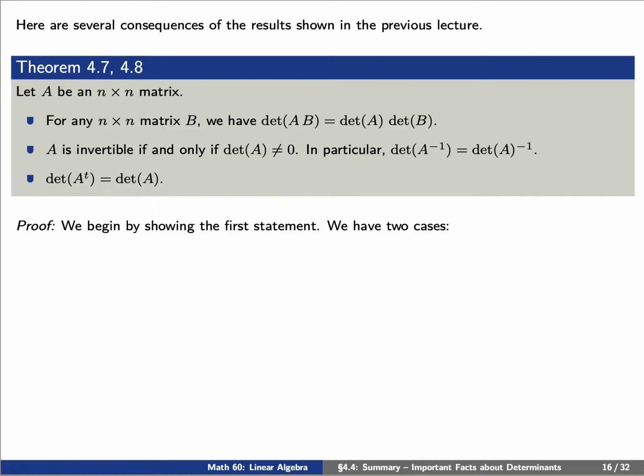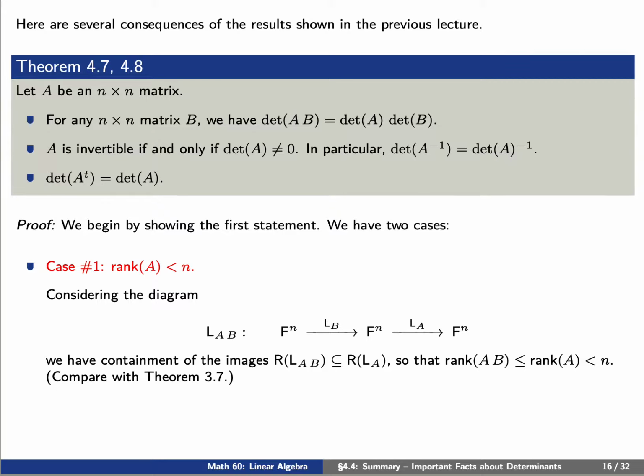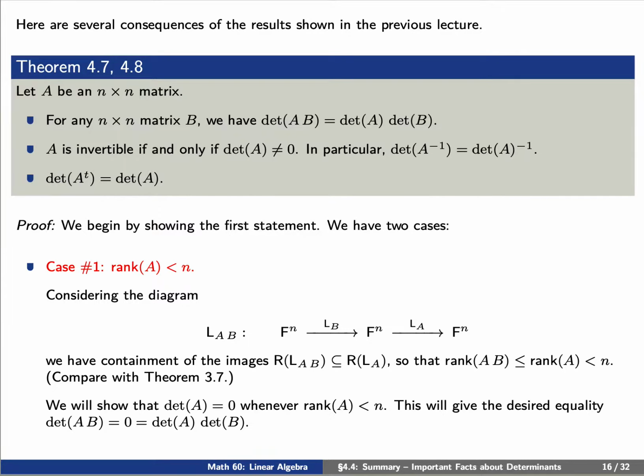Let's begin by proving the first statement here. We want to show that the determinant of a product is the product of the determinants. We actually have two cases we're going to consider: whether the rank of A is less than n or the rank of A is equal to n. So let's assume first that the rank of A is less than n. Then we see that the rank of A times B is also less than n. So we're going to prove that the determinant of A is 0 whenever the rank of A is less than n. Then this would prove that the determinant of A times B is the determinant of A times the determinant of B, because all of these are equal to 0.